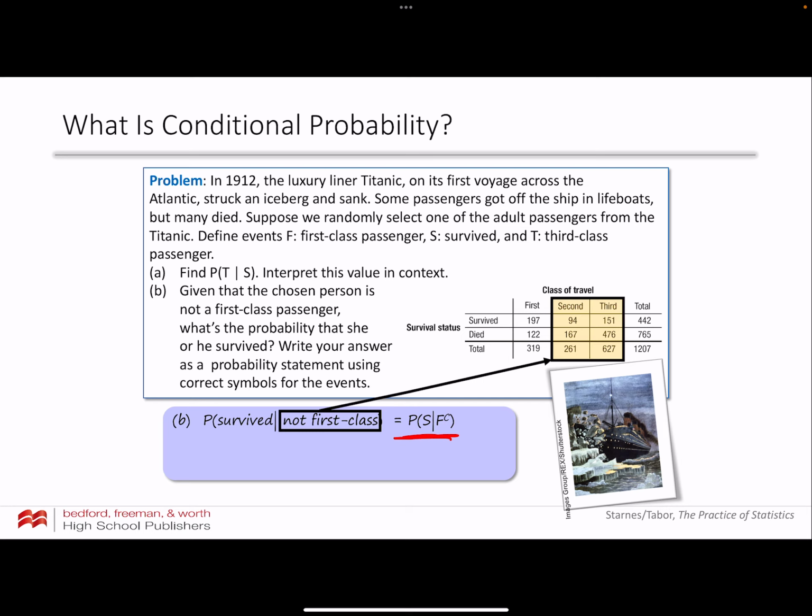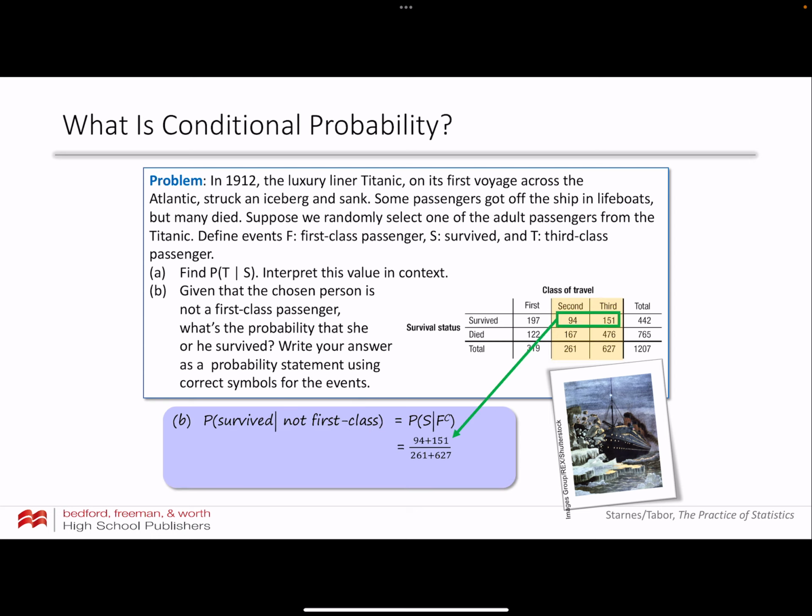And so out of those people in those yellow boxes, what's the probability that someone survived? Well, then I would look at these people and take the 94 and the 151 people over the totals, those two totals, that 261 plus 627. So my probability would be about 27.6%.